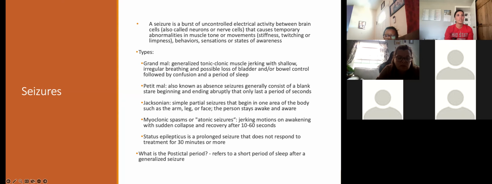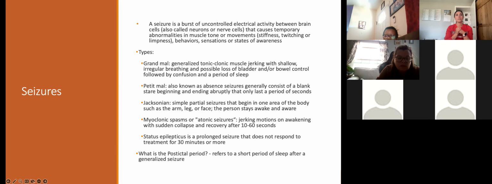A petit mal is an absent seizure. So we typically see the child will be interacting with you completely normal, and then their gaze will shift and they'll have this blank stare and they'll stop interacting with you. Typically only lasts a couple of seconds, and then all of a sudden they'll be back with you. So they're just going to kind of lose their focus for a bit and then they're back.